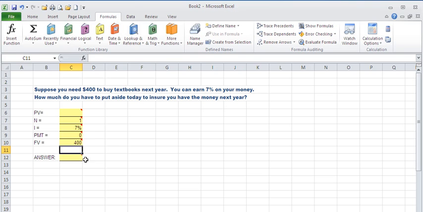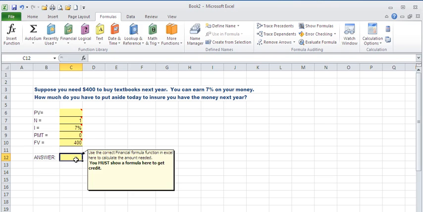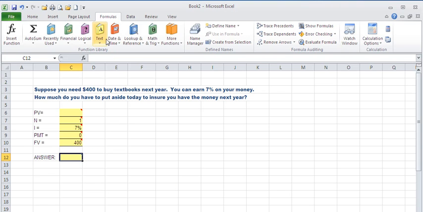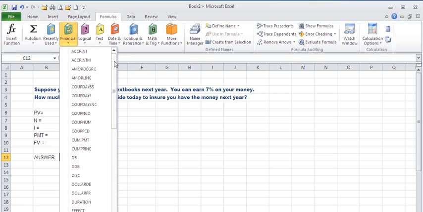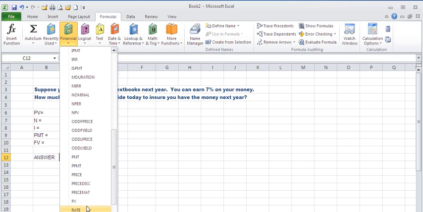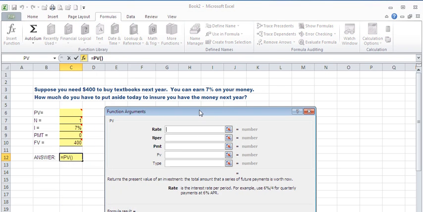Okay. So then wherever you want your answer to go, put your cursor there. And then we'll come up to formulas. Click on that. Go to financial. We're going to scroll down to PV, which is present value. We'll get this nice dialog box.